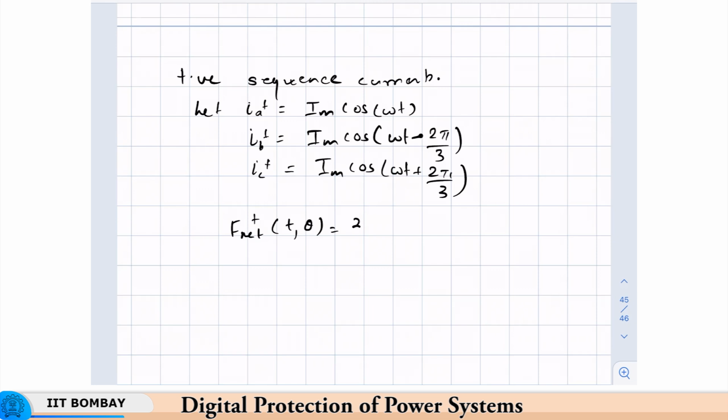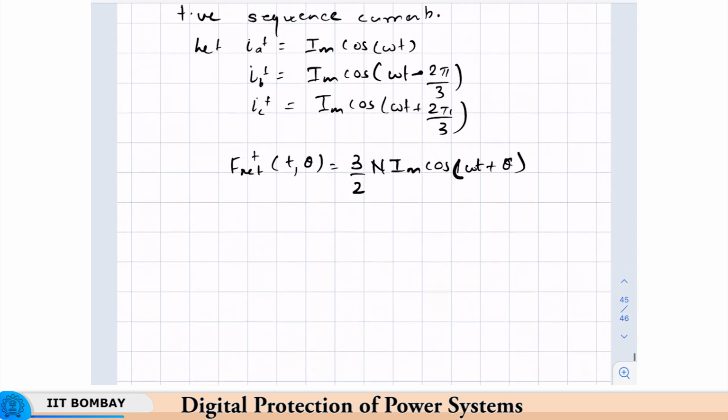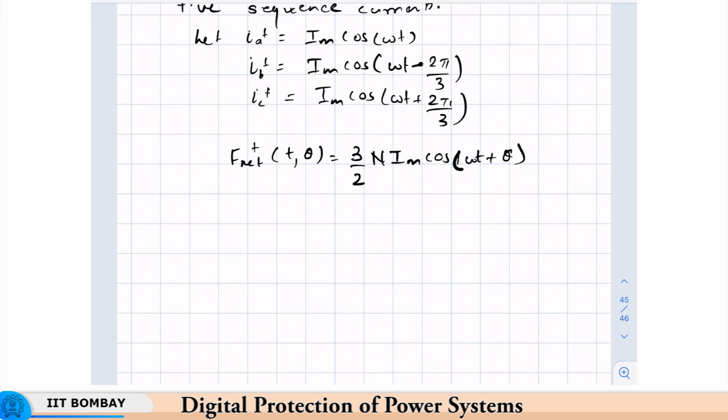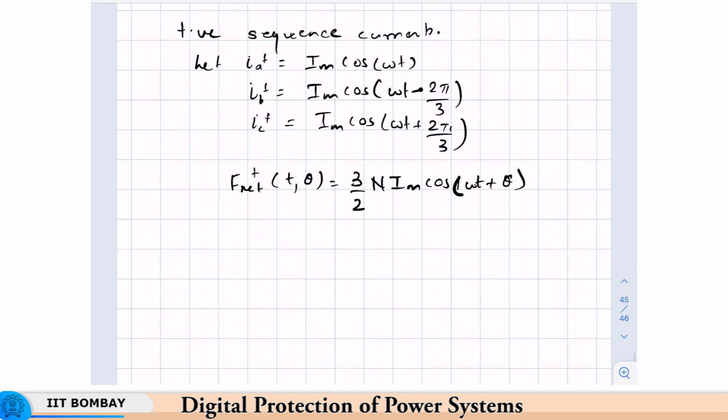We just substitute and manipulate the trigonometric identity, we will get 3 by 2 N Im cos of omega t minus theta. Or plus theta. Okay. Oh, I am sorry, it will be minus theta. Minus theta.